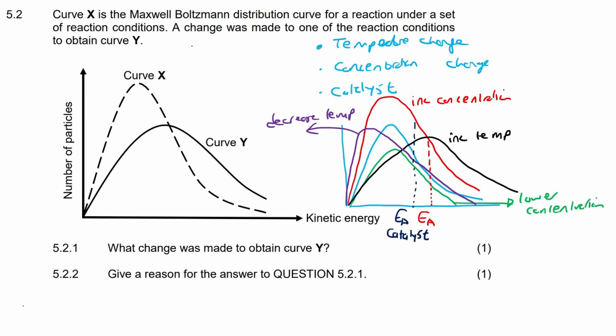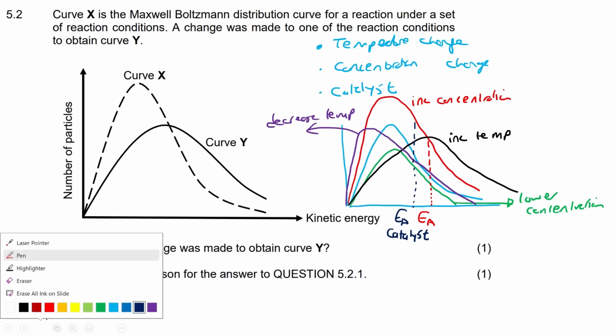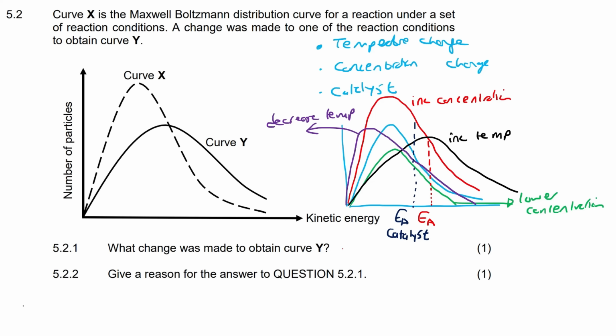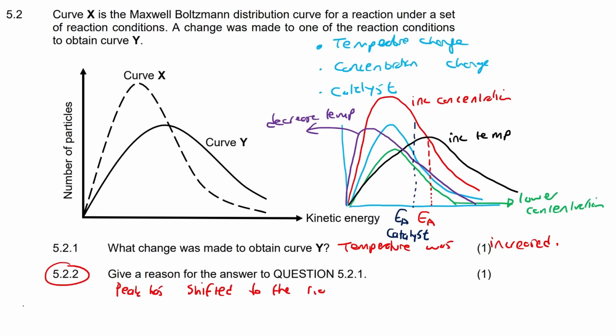So if we know that curve X is the original curve, and then we've got a curve Y, we can see that it's dropped a little bit and moved to the right, then that is going to be the same as this increased temperature graph over here. So we can just say what change was made. We can say temperature was increased. And then for this question, they say give a reason. You can literally just say peak has shifted to the right. And if you want to know the reasoning behind all of this, obviously I have made a video on Maxwell-Boltzmann curves. You can just go double check.